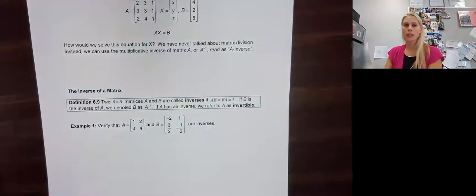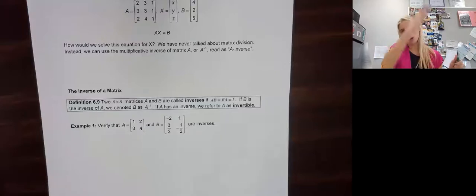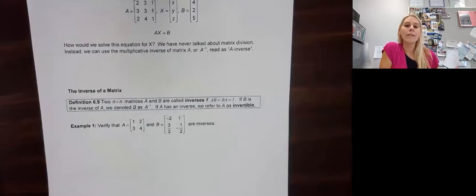So inverse matrix, what is it? Well, two n by n matrices A and B are called inverses if A times B or B times A equals I. Remember, the I is the identity matrix, which means all the diagonals are 1 and all the other elements are 0. If B is the inverse of A, we denote B as A to the negative 1, A inverse. That's how we see it. If A has an inverse, we refer to A as invertible.